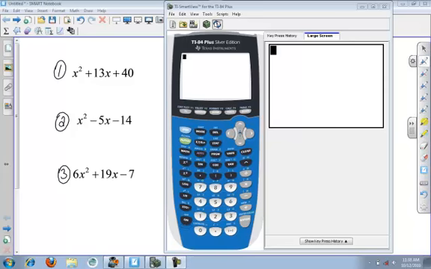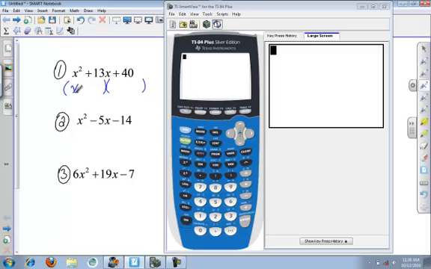Calculator will help you factor polynomials. We're going to take a look at three quadratic polynomials real quickly. If you're looking at the first one, x squared plus 13x plus 40, we know that that is going to factor as two binomials.